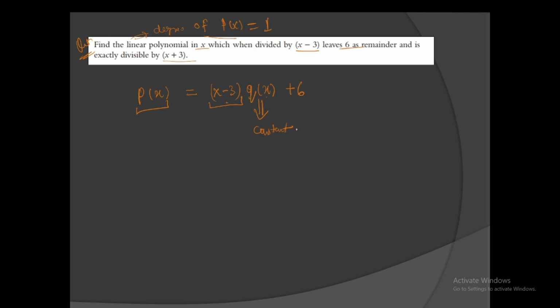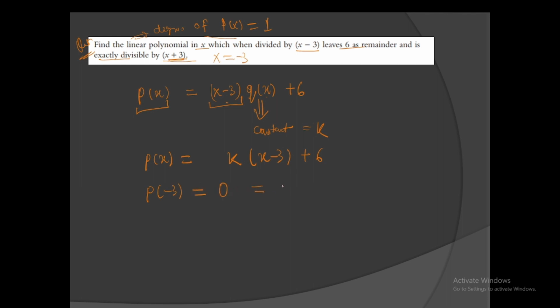So q of x will be a constant term only. So writing it over here, p of x equal to, say this constant to be k, so k(x + 3) + 6, and we know that it is exactly divisible by x plus 3. What does it mean? X plus 3 exactly divisible means x plus 3 is a factor of p of x. So if it is a factor, equating it to 0, we get x = -3. So putting the value of x equal to minus 3, we will get 0, right?